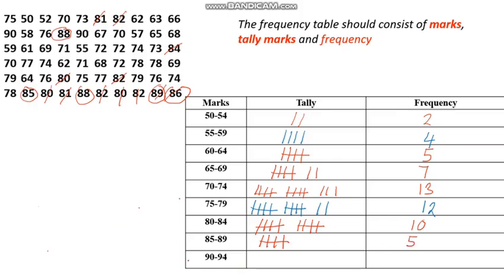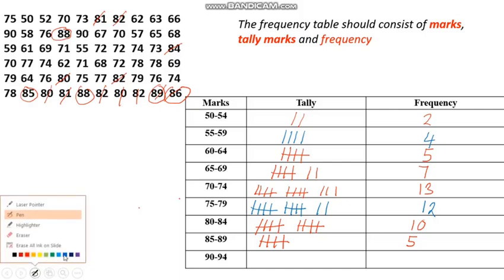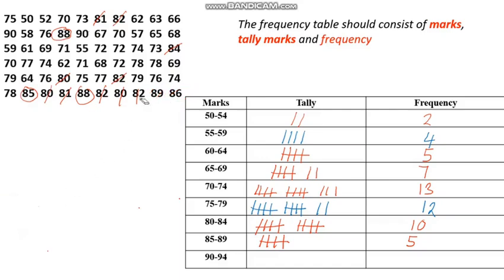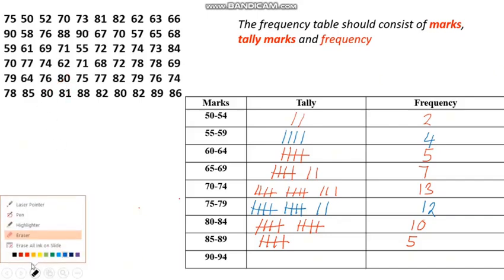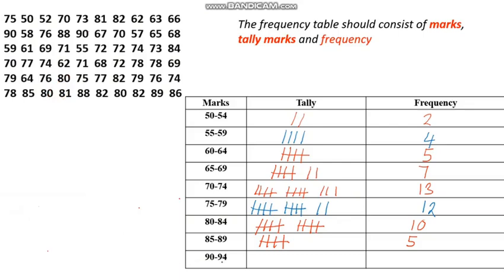Then we come to the last one from 90 up to 94. So how many marks were there from 90 up to 94? So let's check. So let me just rub here so that we take a look at the numbers. So we are looking at from 90 to 94. When you look at the upper numbers here, we don't have any number. We only have this one.